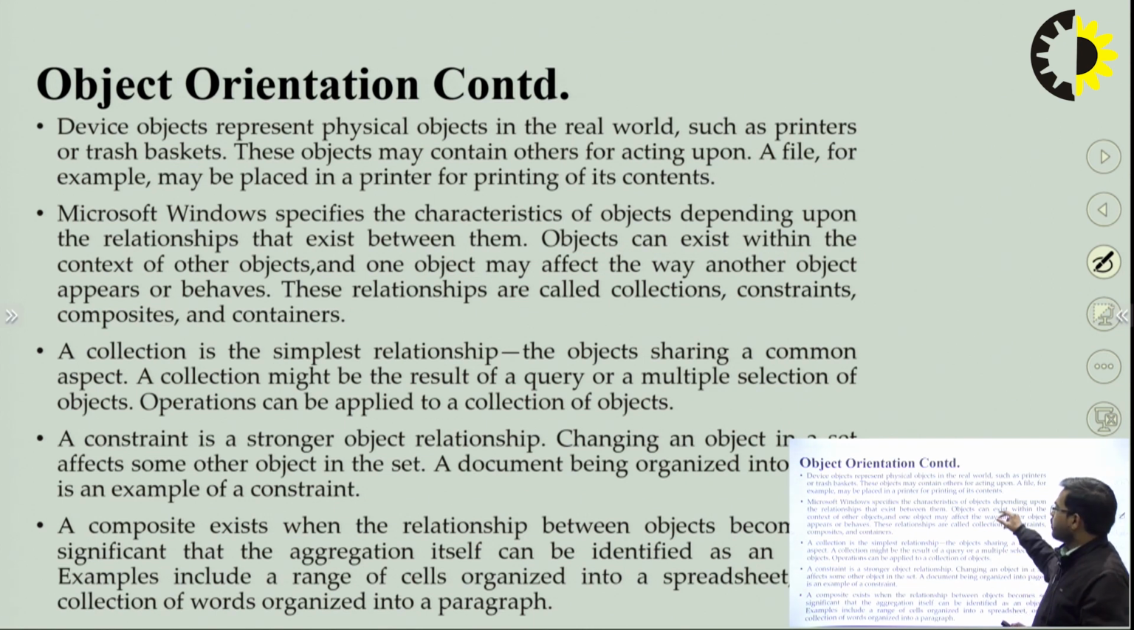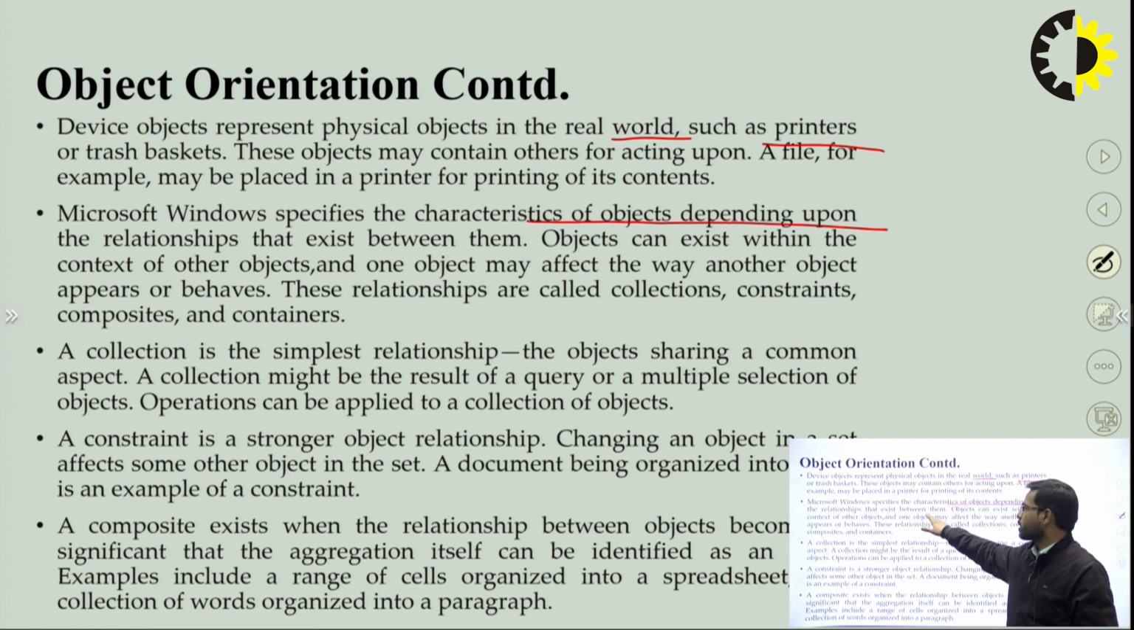So device objects represent physical objects in the real world, such as a printer or trash basket, and these objects may contain other objects acting upon them. For example, a file may be placed in a printer for printing of its content. Microsoft Windows specifies the characteristics of an object depending upon the relationship that exists between them. So an object can exist within the context of another object, and one object may affect the way another object appears or behaves. Just like if your Word file has 10 to 15 pages and you delete one page, then the following pages move up or down and the page numbers will change. So the object affects the way another object appears or behaves.